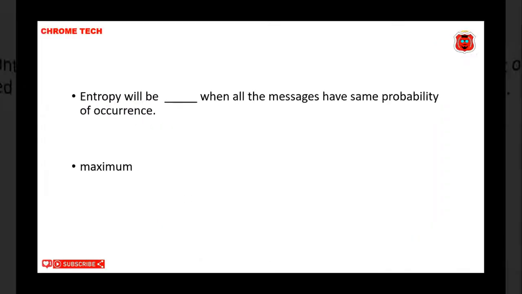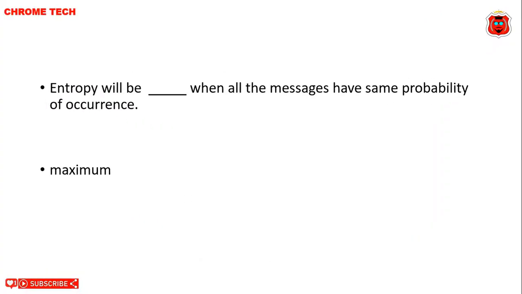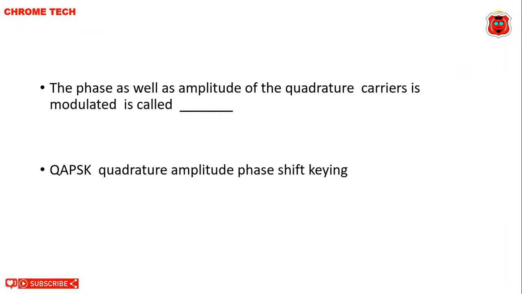Next question. Entropy will be dash when all the messages have same probability of occurrence. Maximum. Entropy will be maximum when all the messages have same probability of occurrence. Maximum is the correct answer. The phase as well as amplitude of the quadrature carrier is varied is called dash. QAPSK. Quadrature amplitude phase shift keying is the correct answer.